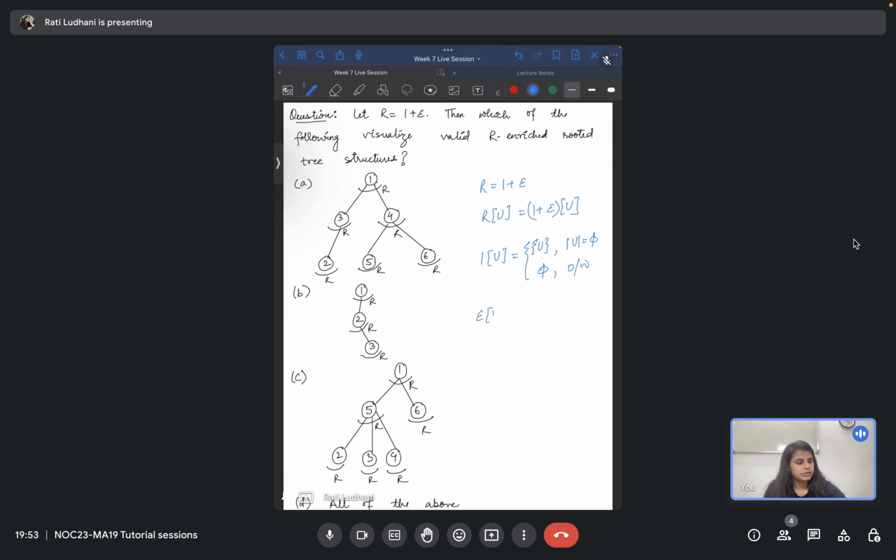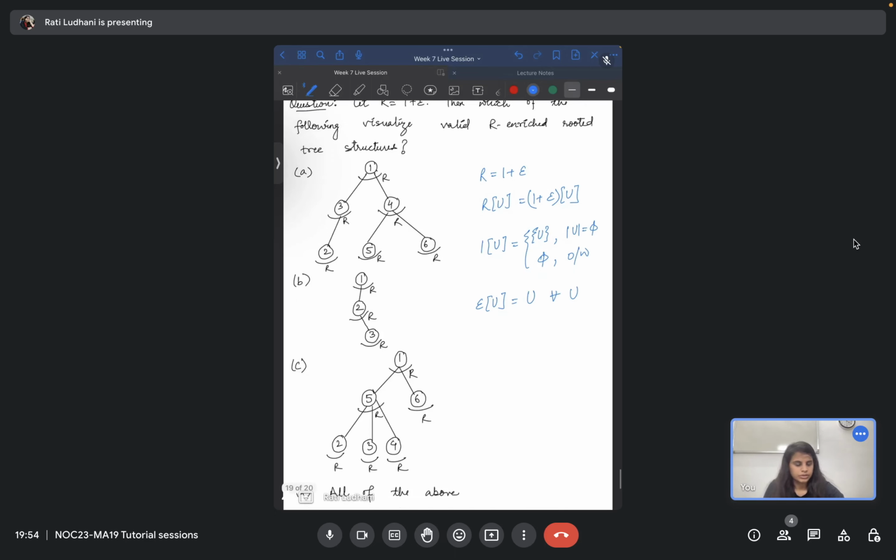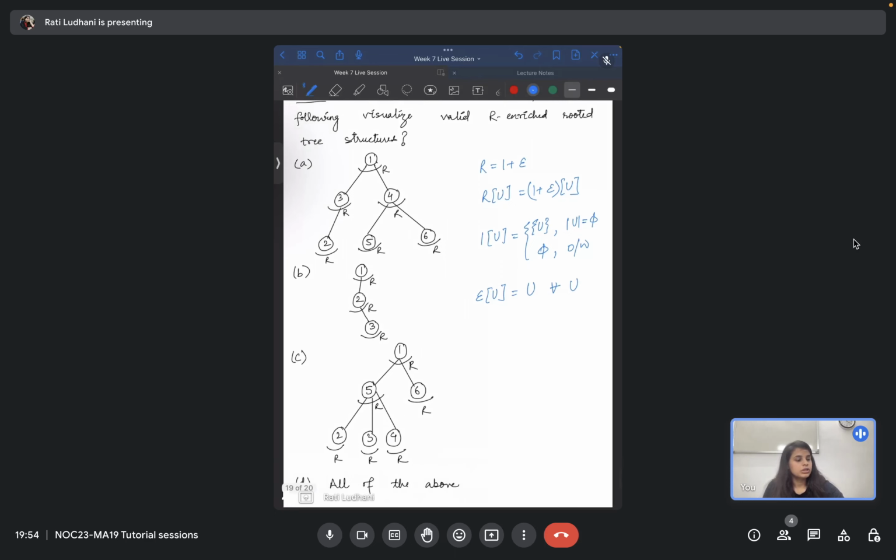And what is epsilon? This is just U, so there is no need to take the piecewise function. So for all U, you'll just get U. Okay, so now let's see what we will get in this situation. Here it will have either this structure or this structure.